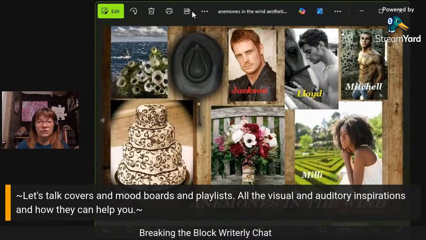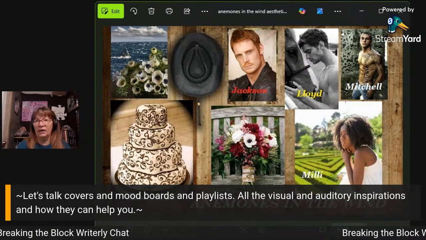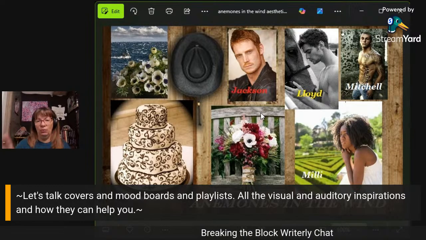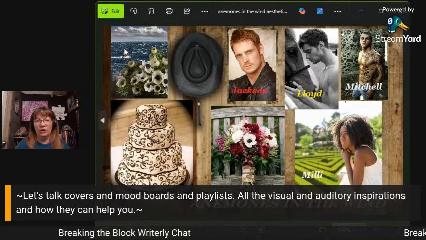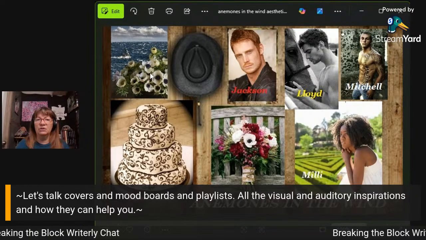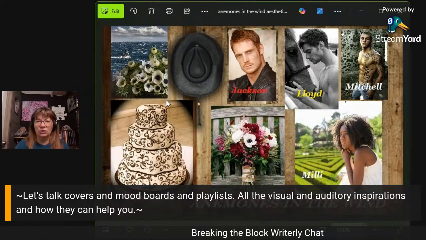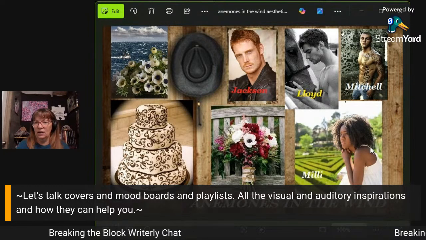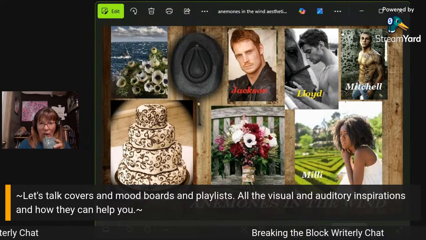Another thing I do is I will make these mood boards for when I'm writing, so that you can see, like, this is the mood board for when I was writing Anemones in the Wind, Max Sailboat. That was the first cover image that I had for it. Jackson Lloyd Mitchell, a cake that Millie was working on. Of course, I have to have the anemones in it, and then Millie on one of her vacations.